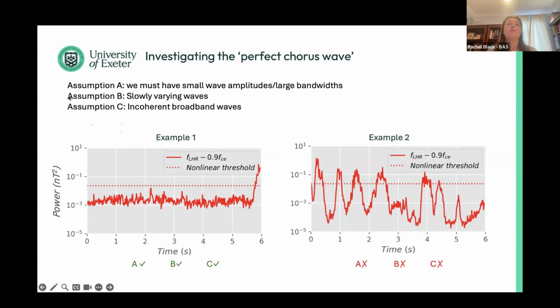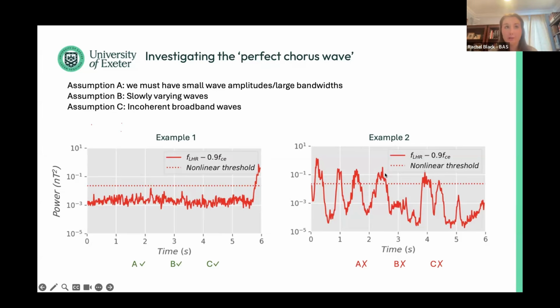I've also listed these assumptions again for quasi-linear theory, that we must have small wave amplitudes, we must have slowly varying waves, and we must have incoherent broadband waves. You can see in example 1 that the integrated power never crosses this nonlinear threshold until the end here. So we've essentially fulfilled assumption A. The power is very slowly varying. There's not large differences with time. Fulfilled assumption B. And as we saw in the spectra, they were relatively broadband waves.